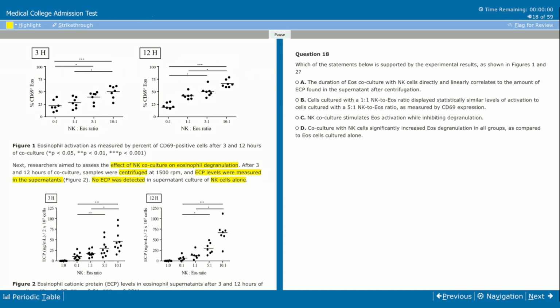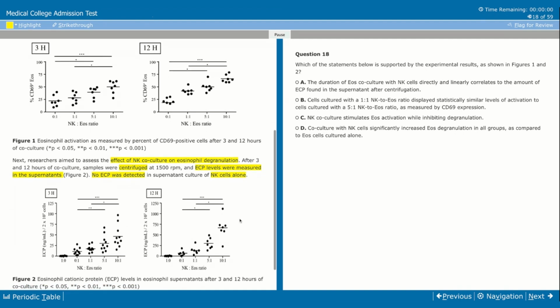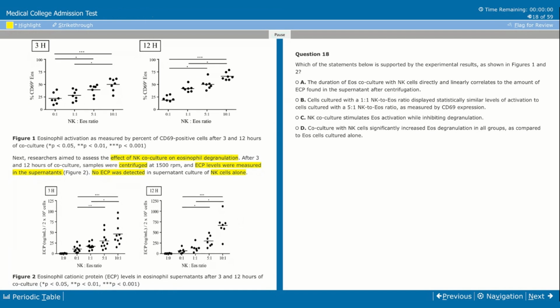Oh, man. So this, obviously, we have ECP being found in both of these. Can we say it directly and linearly? I don't know. Like, it doesn't give me any lines. I could potentially try to draw some lines. Maybe it looks that way. We also see that the y-axes are actually really different in scale. So for my 3-hour, I'm going 0, 25, 50. I'm going up in increments of 25. But in my 12-hour one, I'm actually going up in increments of 250. So that increase looks real different.